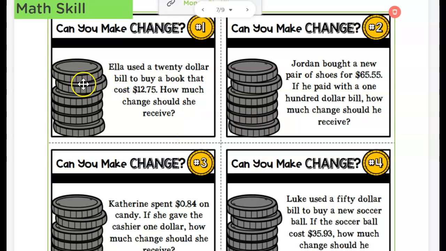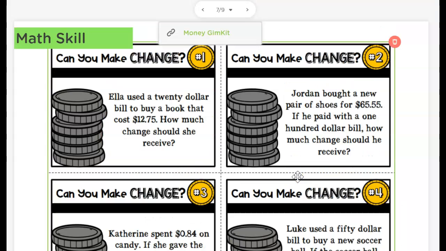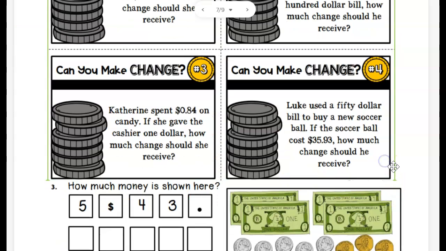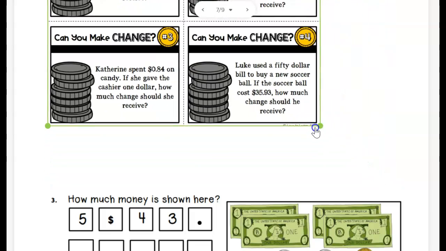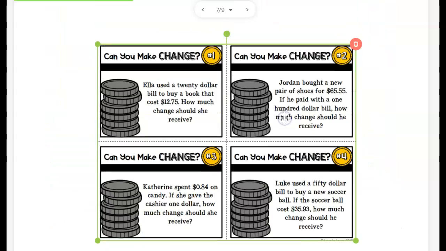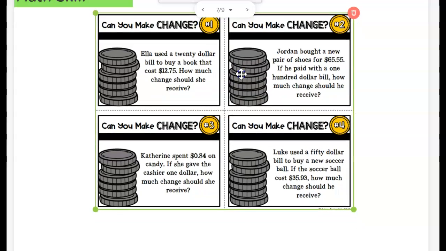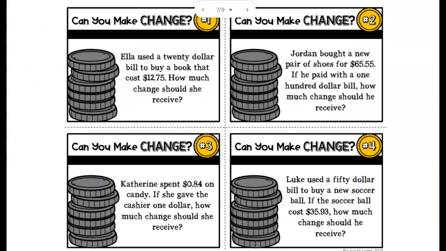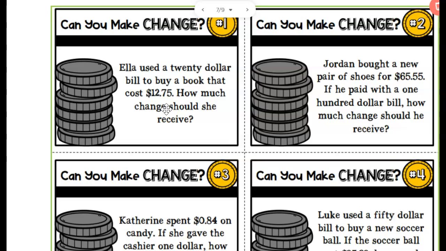Now let's go ahead and begin and work on our 4 word problems using money. I'm going to decrease this because we might need some space on the side to help us write them out. So the question is, can you make change? Whenever you go to the store and you buy something with cash, you get change back. So that is what we are looking at here. Number 1, Ella used a $20 bill to buy a book that cost $12.75. How much change should she receive?